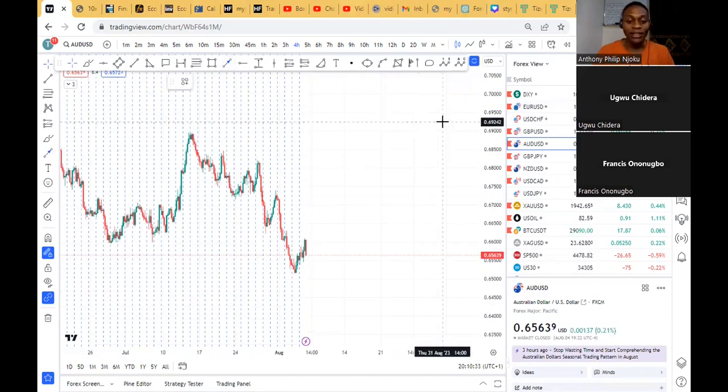So the next on our list is AUD USD, which stands for Australian dollar against the United States dollar.